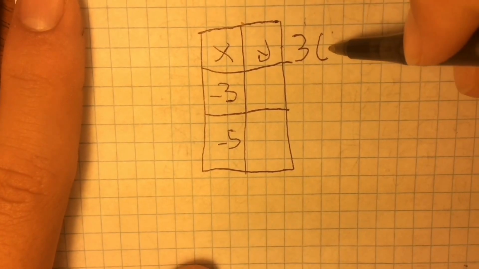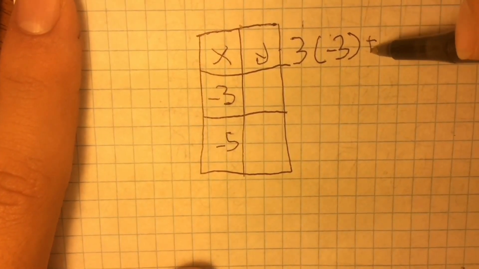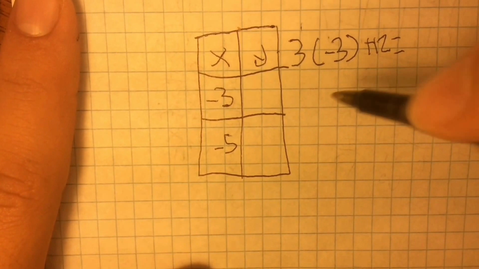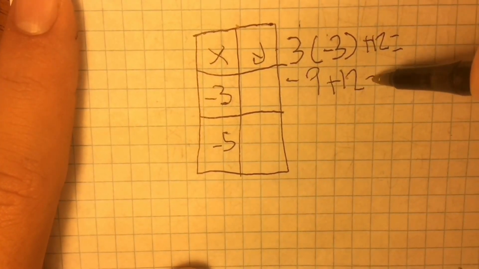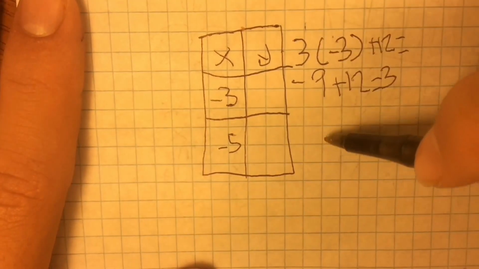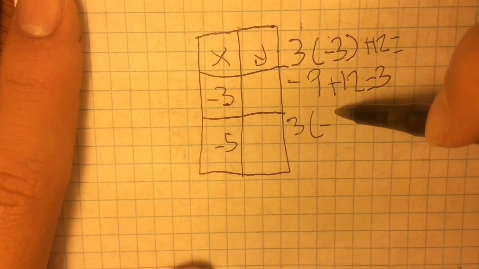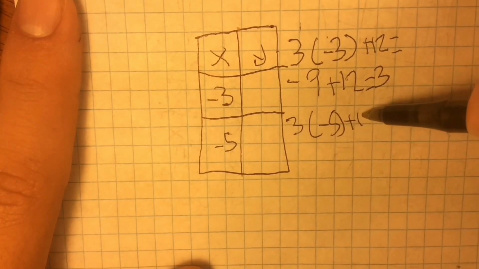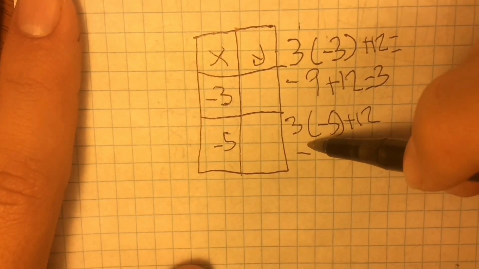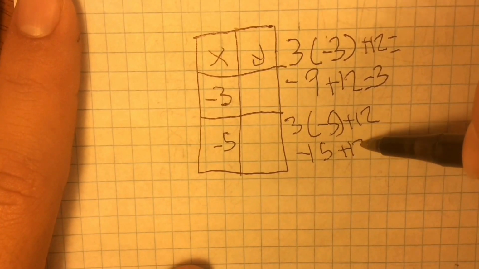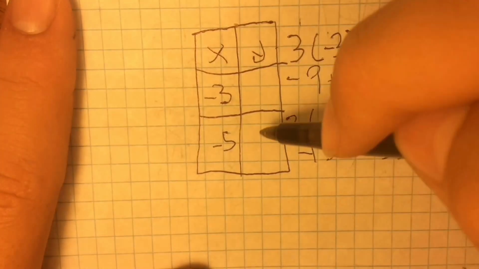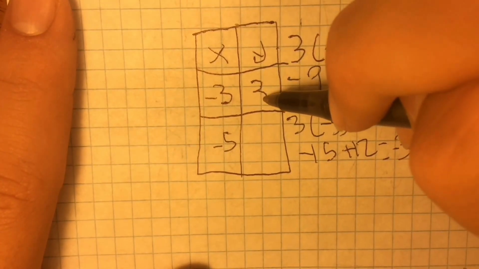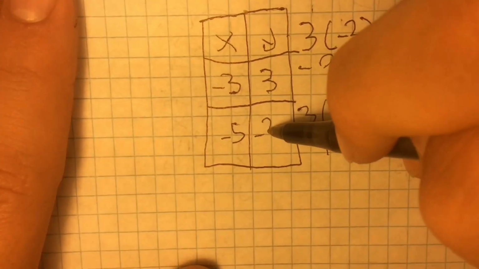Now, 3 times negative 3 plus 12 is the same as negative 9 plus 12, which is 3. And 3 times negative 5 plus 12 is the same as negative 15 plus 12, which is equal to negative 3. So for x equals negative 3, y is positive 3, and for x equals negative 5, y is negative 3. Let's add this to our graph.